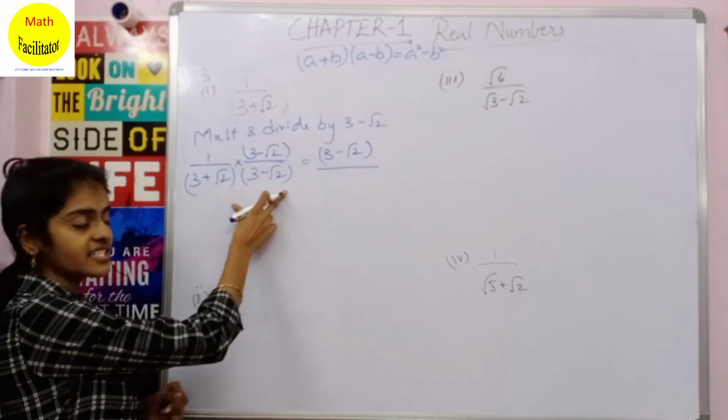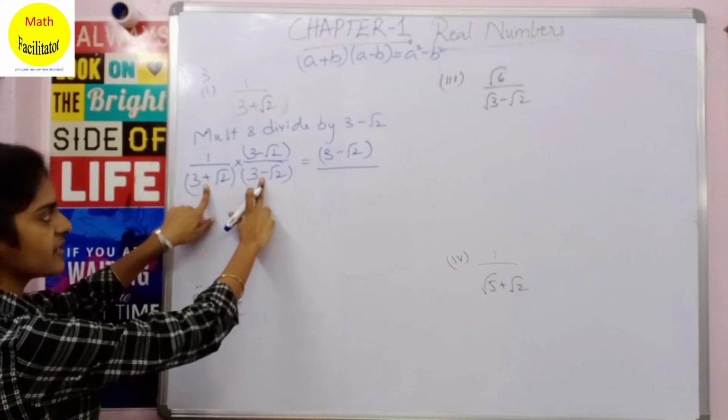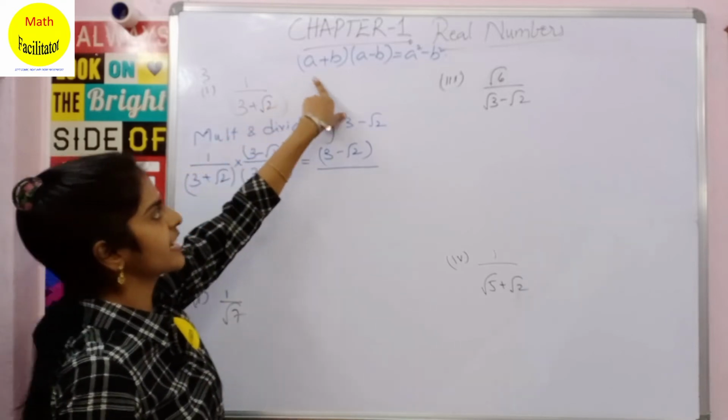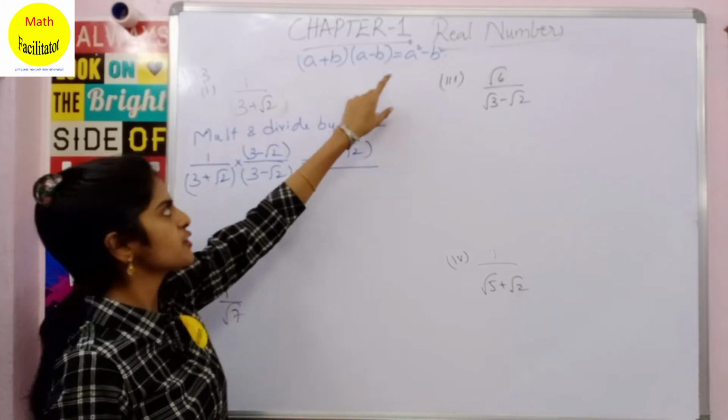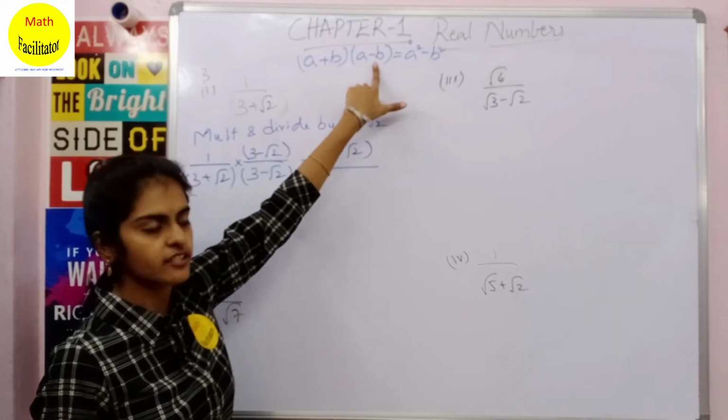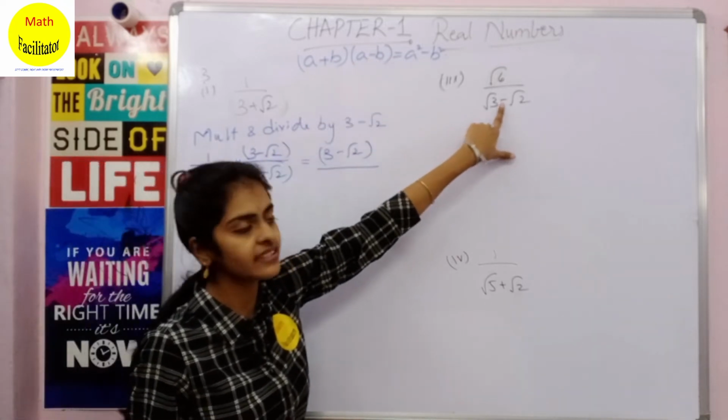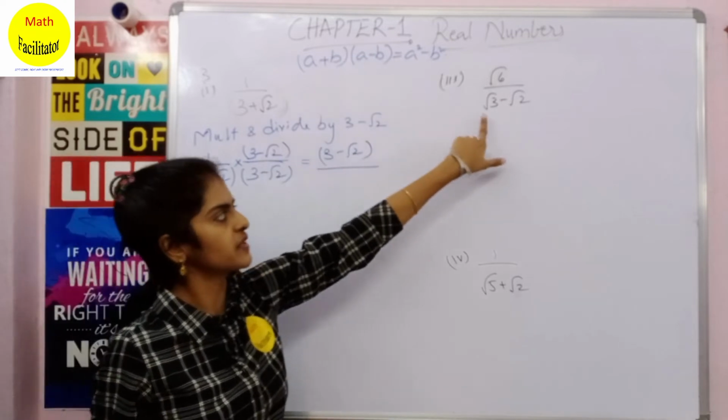Okay, now did you understand why I took the opposite sign? If it is plus, why did I take minus? So that I can use this identity. Clear? So if it is plus, you will write minus. If you have minus in the question, you will take plus between these two terms.